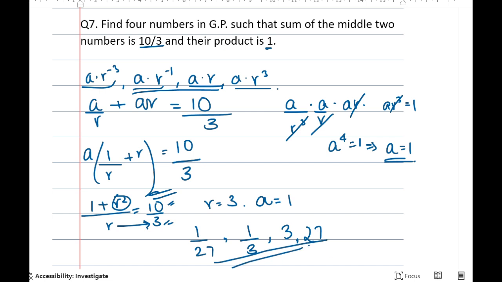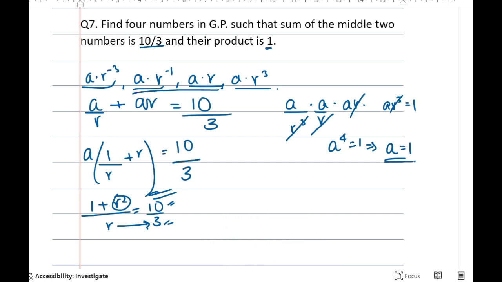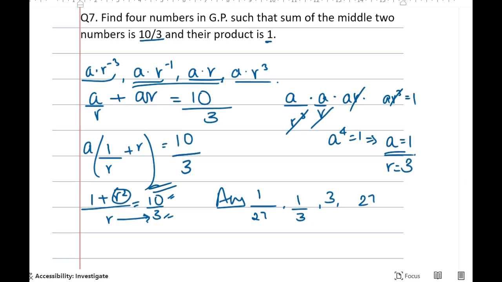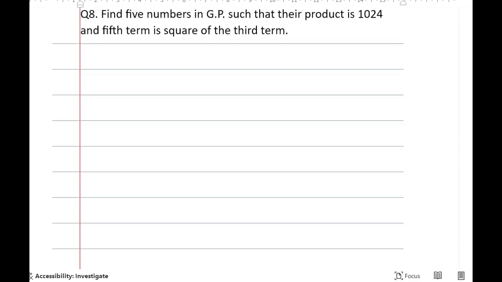That is your answer. So let us write the answer very nicely over here now. So what you have found is that A is equal to 1, R is equal to 3. So your final answer, that is the numbers, are 1 by 27, comma 1 by 3, comma 3, comma 27. Right? So guys, let's move on to your next question.